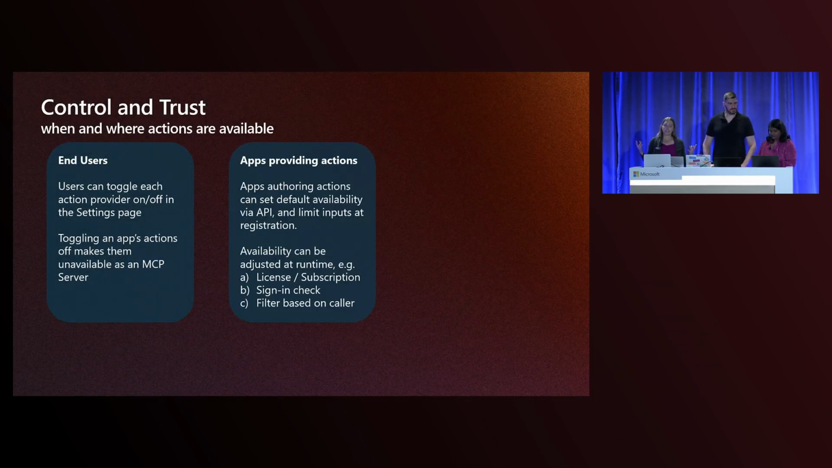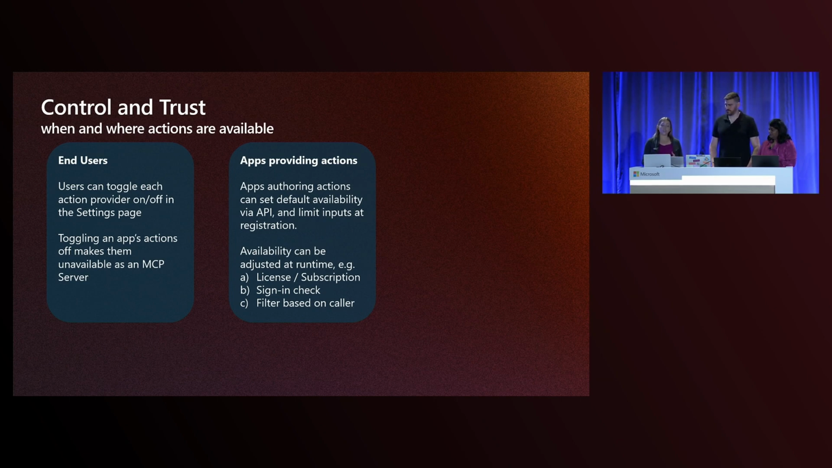The second set of stakeholders here is the provider apps, the apps actually creating the actions. So there are a few mechanisms here that you've got. First of all, you have an availability API, which you can use to set the default availability, either available or not by default, and then change it at runtime. Why you might want to do that might be something like if you want to gate your action behind a subscription, so you want to make it not available unless the user is subscribed, has their license in order, is signed in, etc., or filter based on who is calling your action.